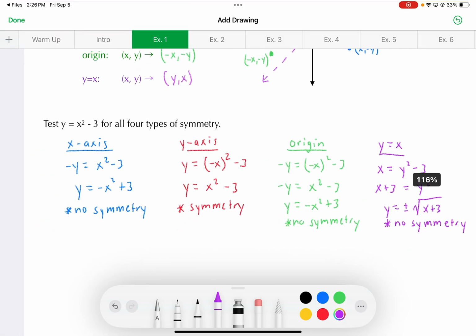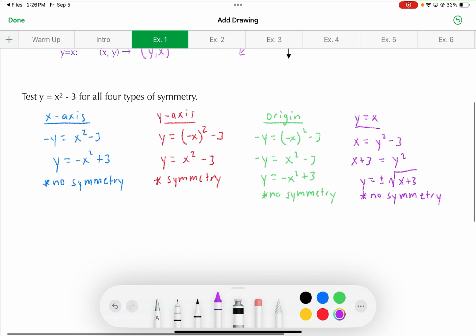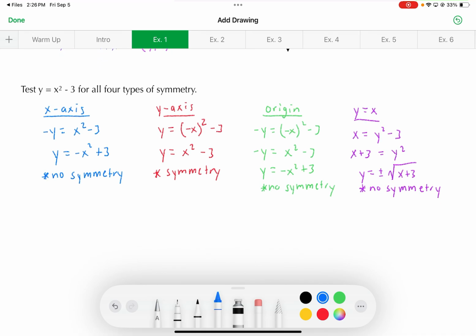So this original equation of y equals x squared minus 3 only has symmetry with the y-axis. You might have been able to reason that out from the get-go. You're familiar with that graph. It's just a parabola that's shifted from the origin 3 units down. It's doing this. Okay, clearly that has symmetry with the y-axis, right?